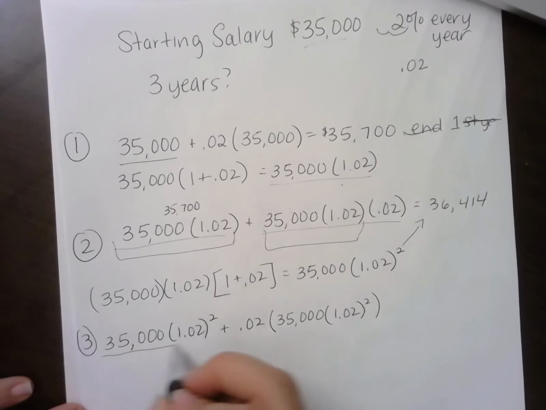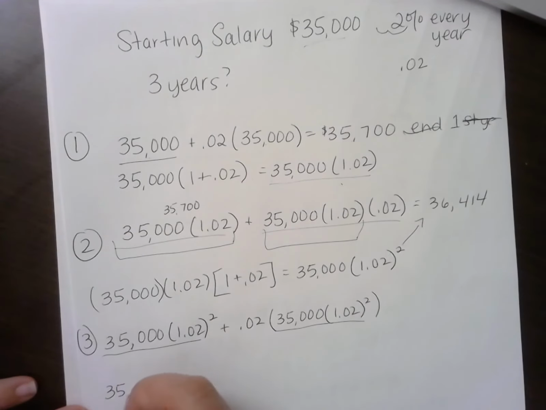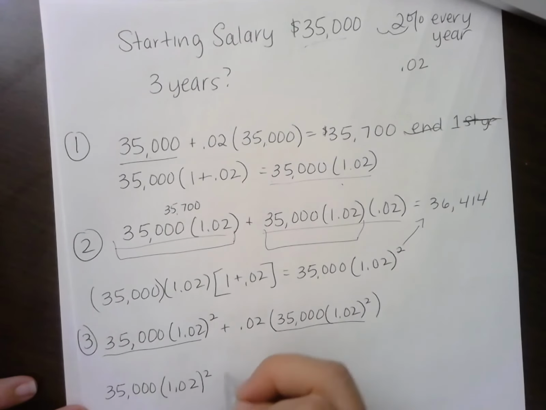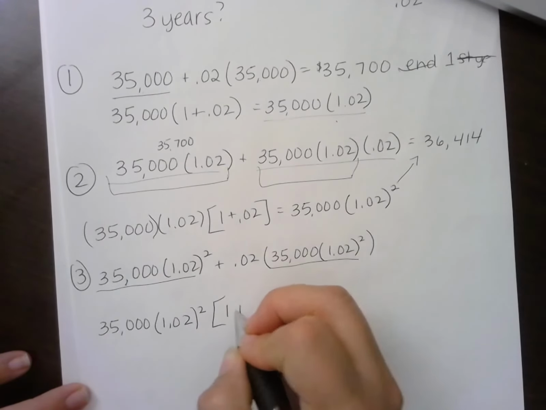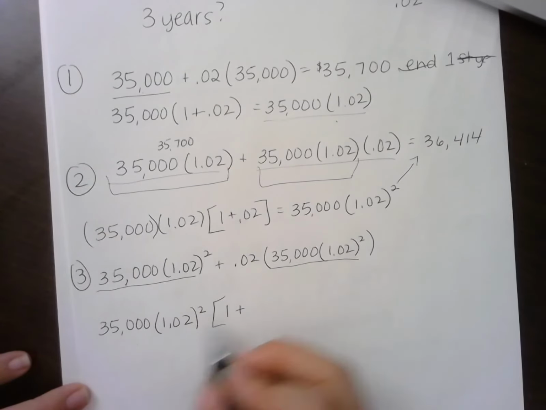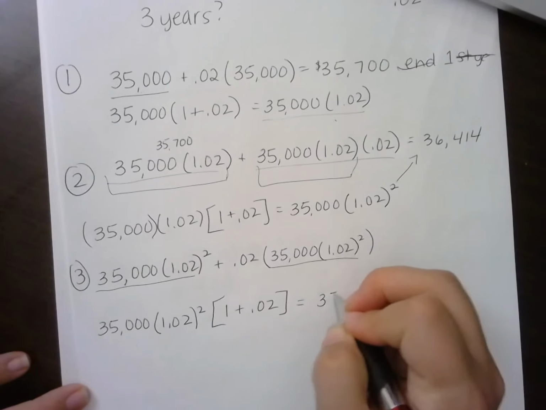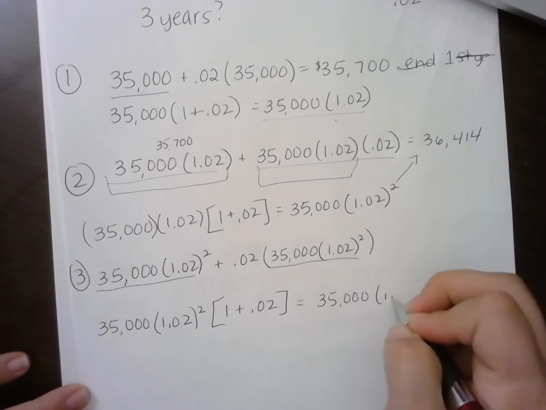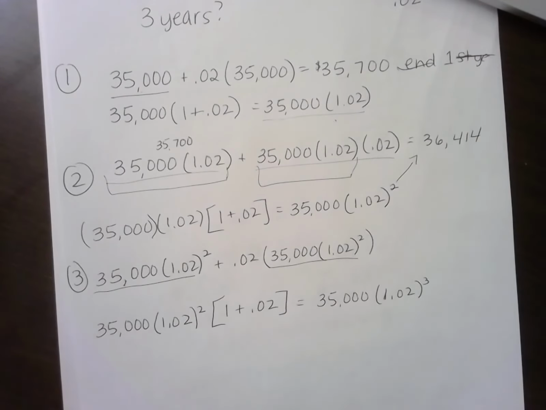Alright, so I have this. Now I notice that they have this in common again, so I'm going to factor that out as 35,000 times 1.02 quantity squared, and when I factor that out, I have both of these pieces, so I just need a 1 here, and then over here, this is the same as this, so all I need is the 0.02 here, and then I could write this as 35,000 times 1.02 cubed. And I don't actually think that I figured that out, but we can do that.